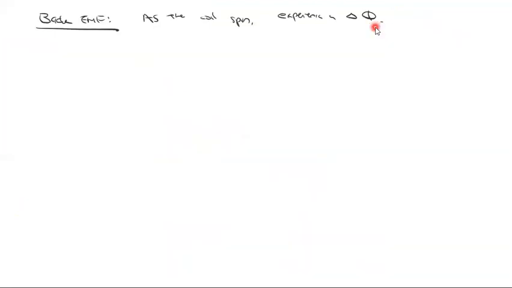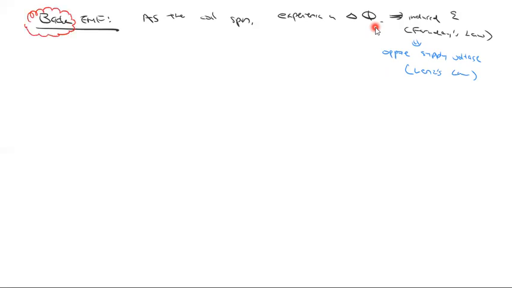Because it experiences a changing flux, that will induce an EMF by Faraday's law. And that EMF must oppose the supply voltage, due to Lenz's law. That's why it's called back EMF, because you're going against the supply voltage.